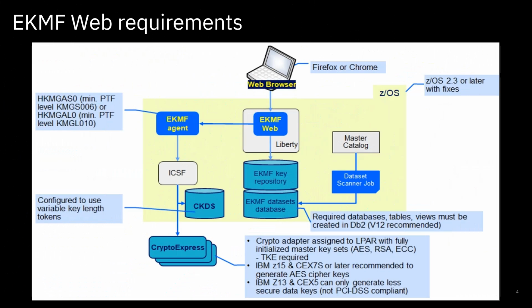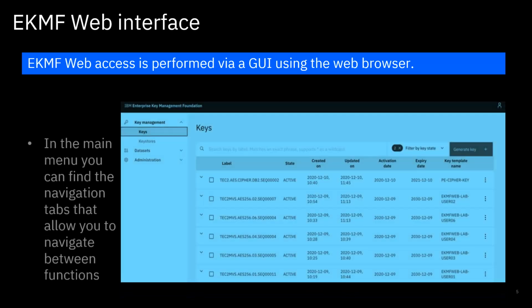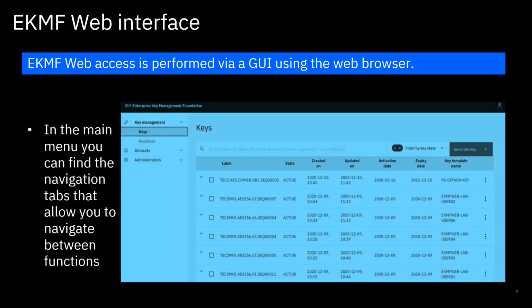What are the requirements for EKMF Web? They are represented in this slide, and you can see z/OS 2.3 or later, a DB2 repository, ICSF has to be initialized, and WebSphere Liberty for the GUI, and the crypto adapter initialized with master key set. EKMF Web interface is accessed via web browser. Users must log in using credentials authenticated by RACF or LDAP. The authorizations are managed by RACF rules to determine the right user profile.